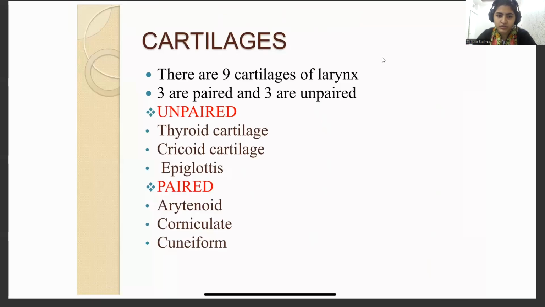We have cartilages. We have 9 cartilages of the larynx. 3 are paired, 3 are unpaired. Unpaired are the thyroid cartilage, cricoid cartilage, and epiglottis. The paired are the arytenoid cartilage, corniculate cartilage, and cuneiform cartilage.